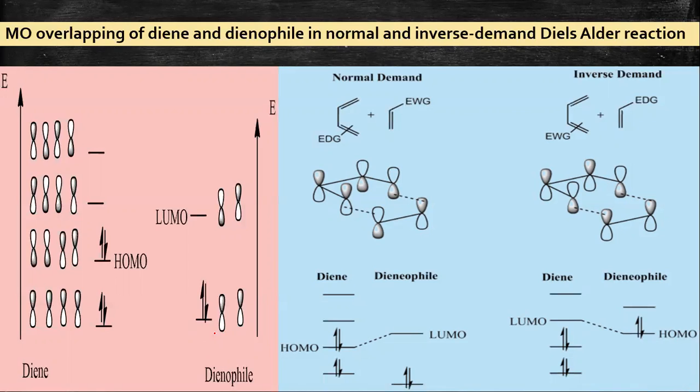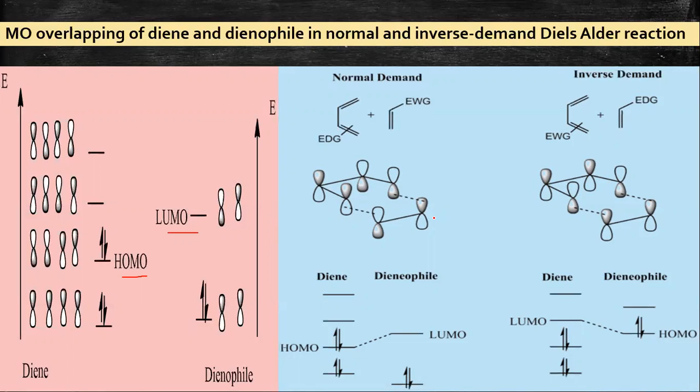And in the dienophile, there are only 2 orbitals, in which one is occupied and the other is the lowest unoccupied molecular orbital. So our concern is the HOMO of the diene and the LUMO of the dienophile. These would interact in the Diels-Alder reaction. Now here one thing is more important, that is inverse demand or normal demand.